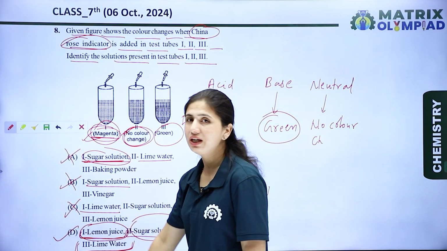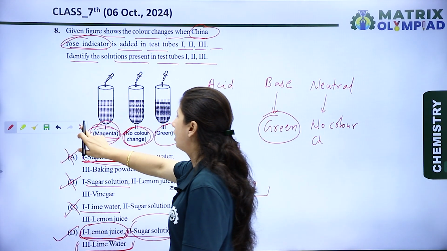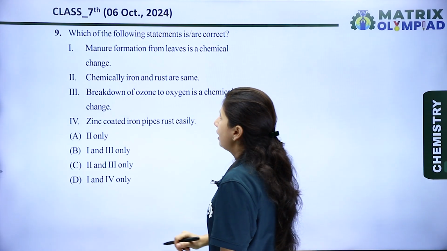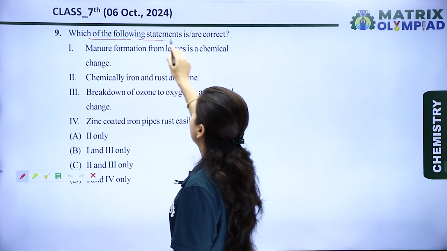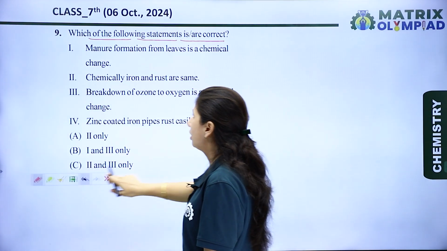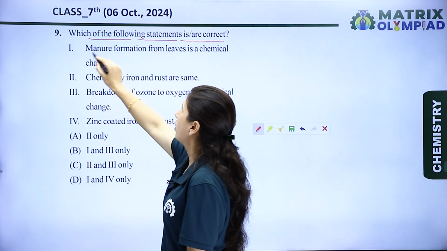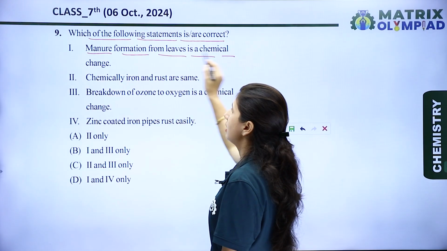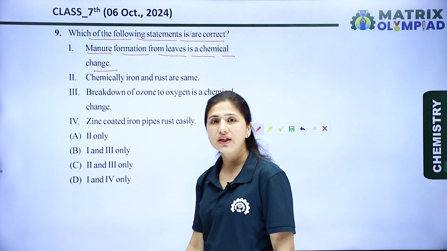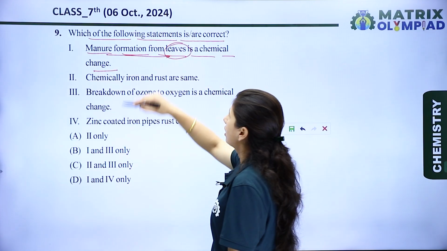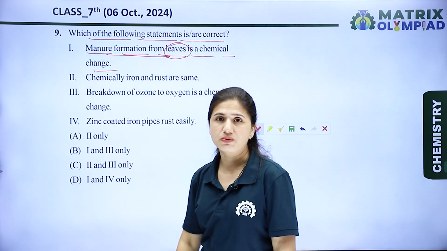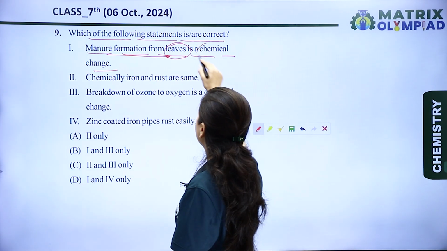So option D is the right option for this question. Now let's see the next question. Which of the following statements is or are correct? First, manure formation from leaves is a chemical change. Yes, it is a chemical change, because in this process the leaves are converted into a different substance. Okay, so this is a chemical change.